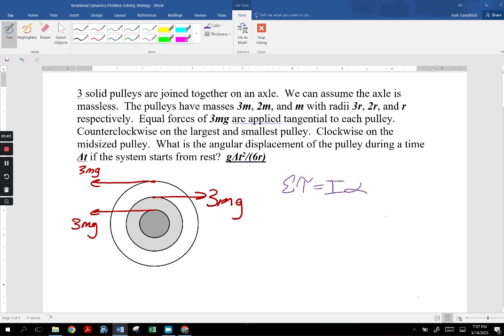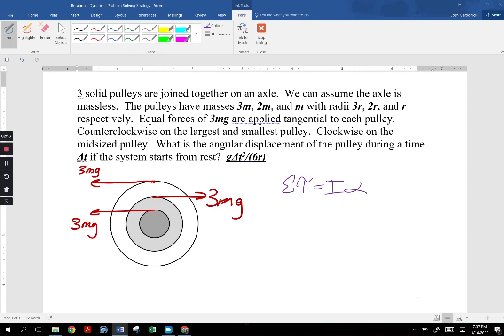Here's the thing. We have three pulleys that are fused together, each with their own moment of inertia. It's kind of like forces pushing three masses that will accelerate as one, like F equals ma. In that case, we would add the masses together. Here, we are going to add their moments of inertia together to get the total moment of inertia. A solid pulley is considered a disc or a cylinder, and the moment of inertia for a solid disc or pulley is 1/2 mr squared.